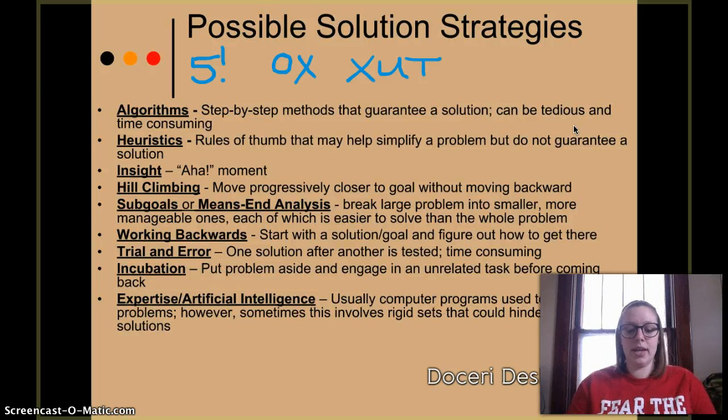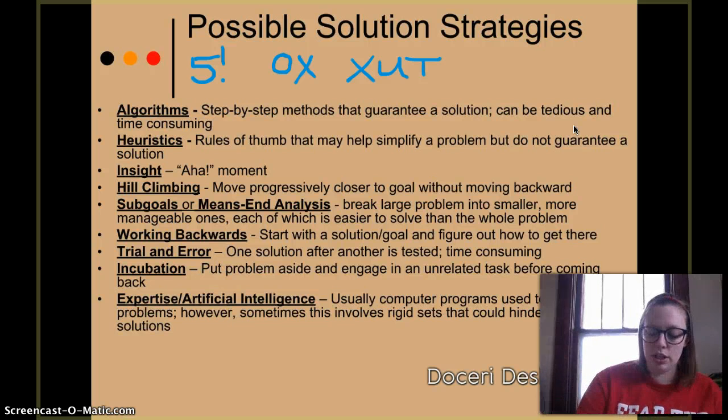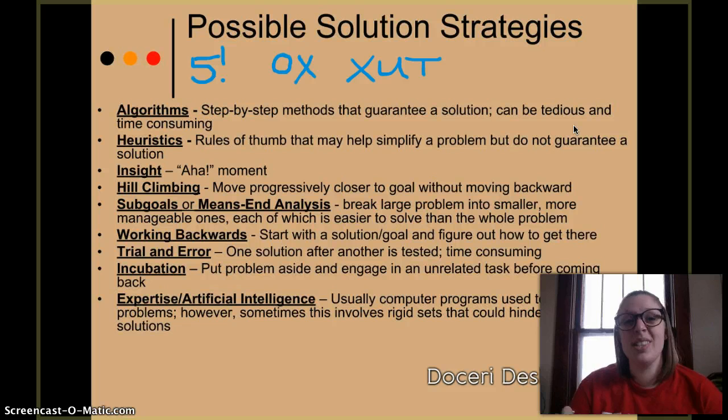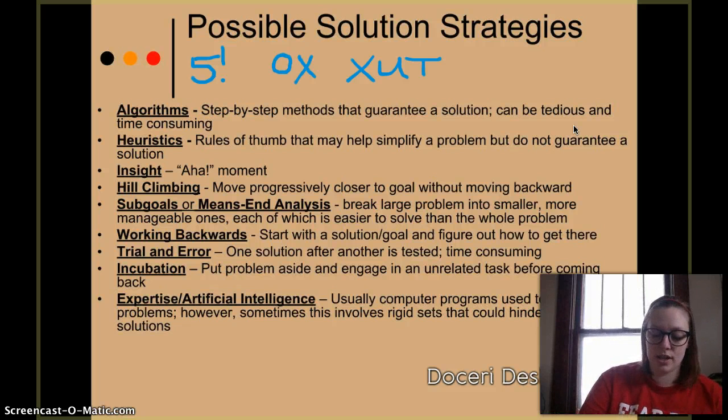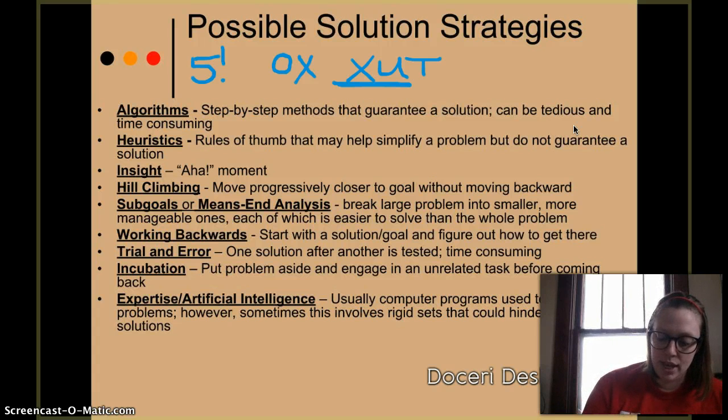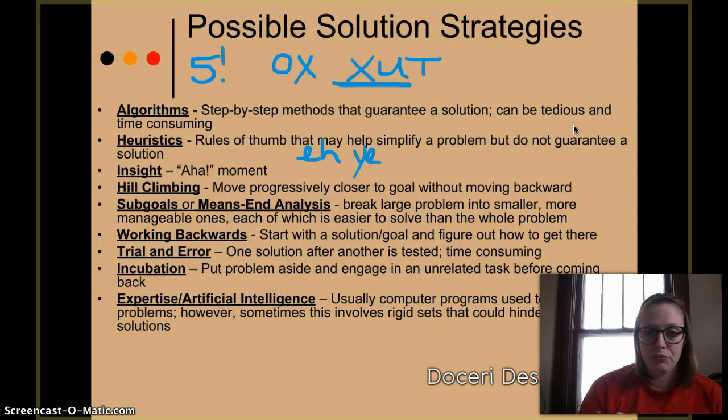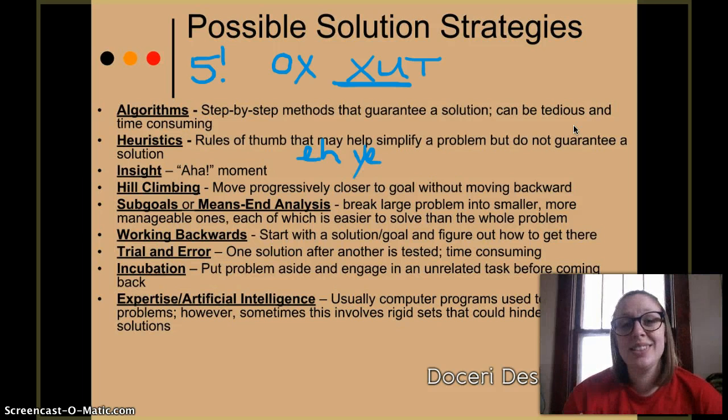So a heuristic kind of helps me with that. A heuristic is kind of a rule of thumb that I use to simplify problems and streamline the process. So for example, I know that very few times will X and U be placed next to one another. So I would probably never actually try that combination. Other different ones, EH is very rare, as is YE. So I would probably skip trying those ones just to save myself some time.